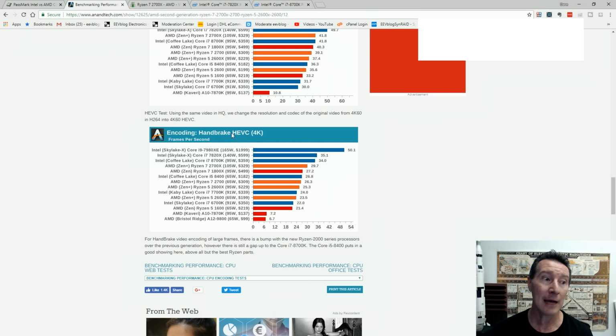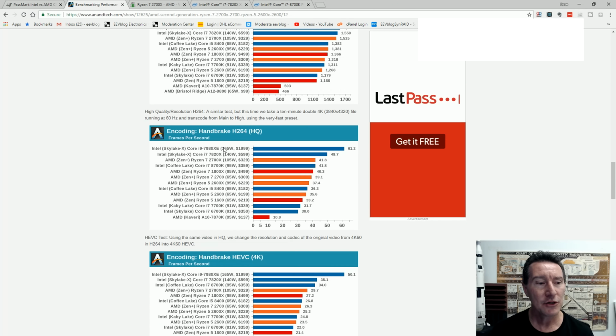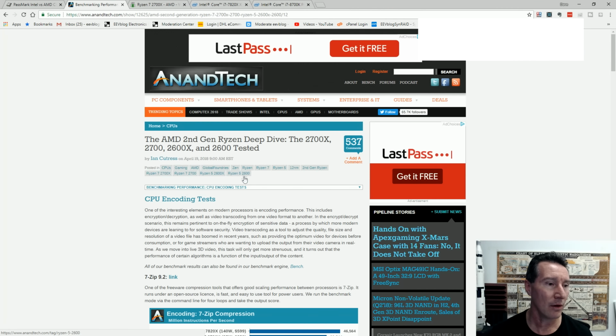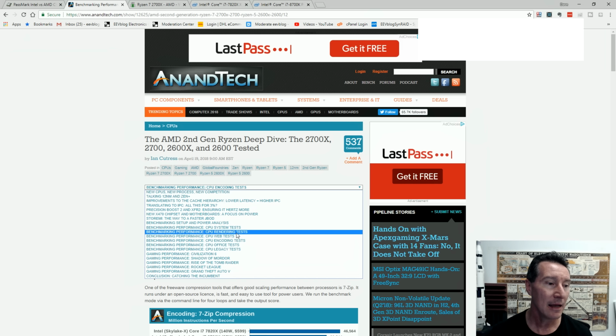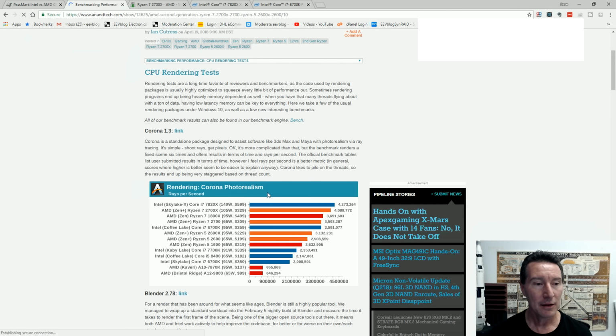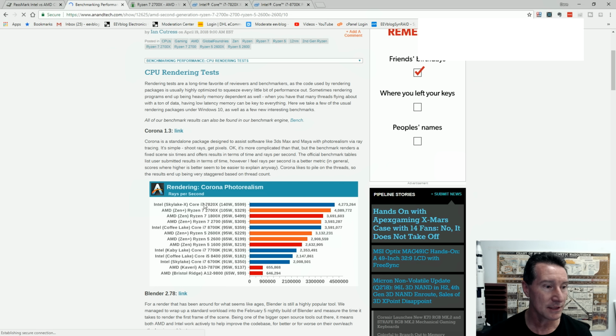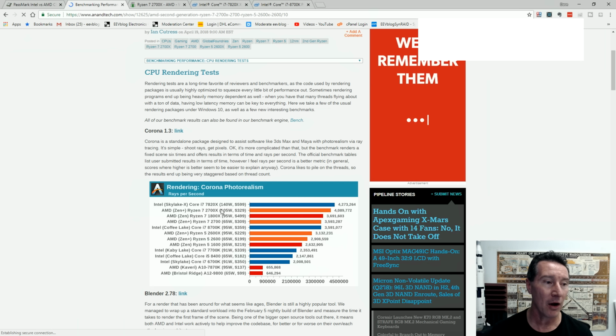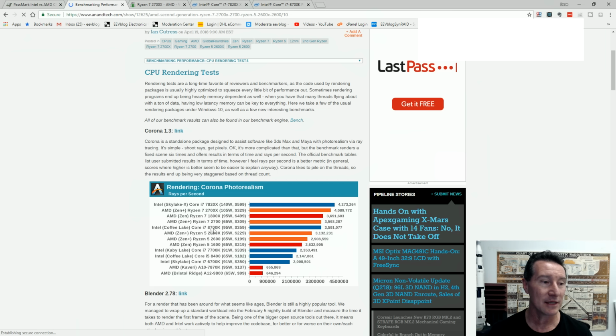And on 4K HandBrake encoding, once again, the i7-7820X wins. It's not by a huge amount over the 8700K. So, generally, we could go into other tests, and I'll link the website. Suffice it to say there are rendering tests in here. The 7820X does this photorealistic render better than the Ryzen, and significantly better than the 8700K, and there's a whole bunch of other tests.